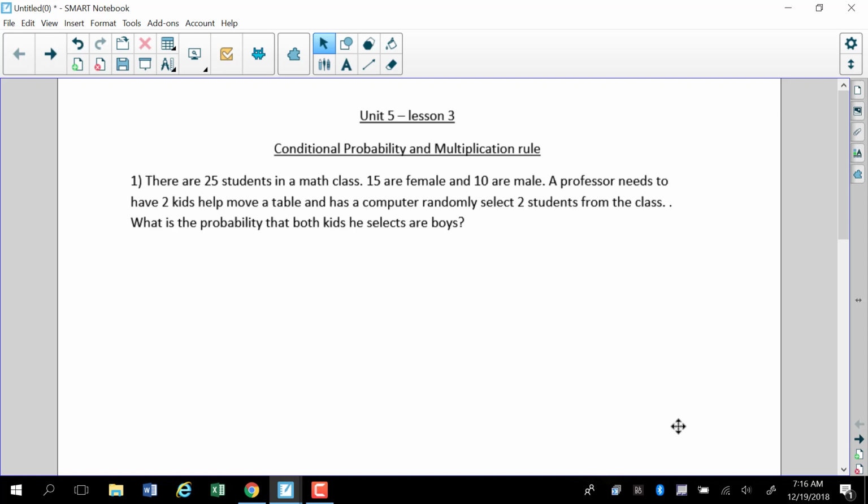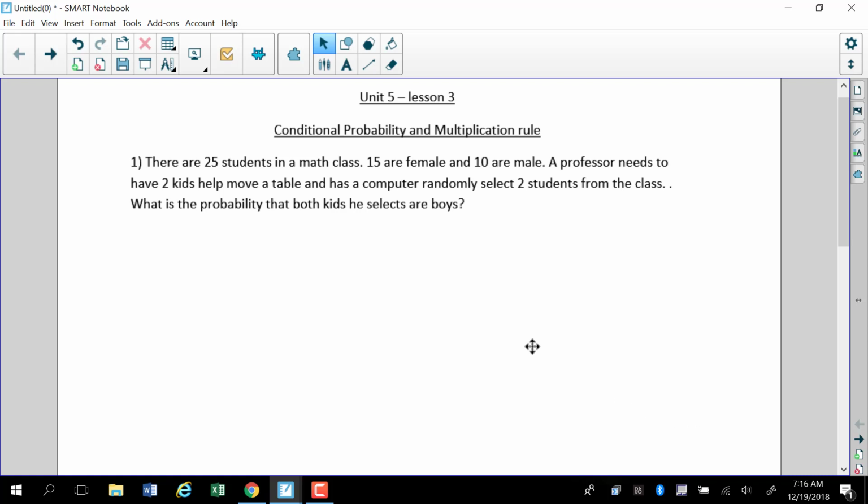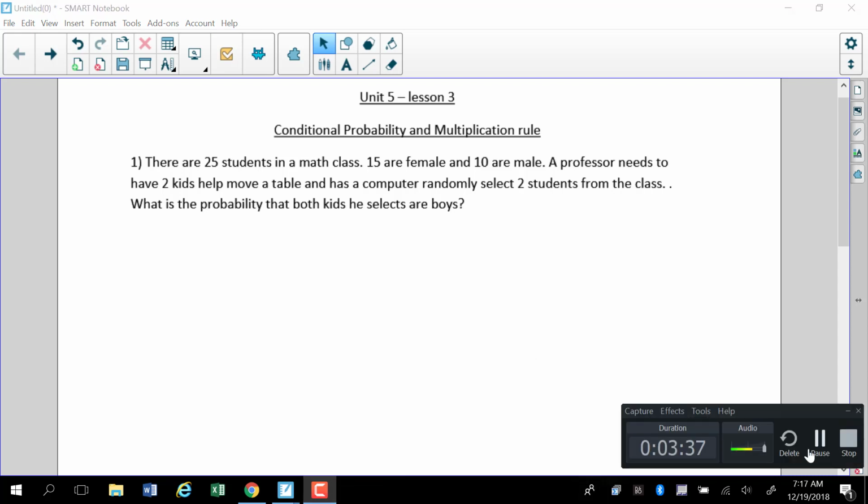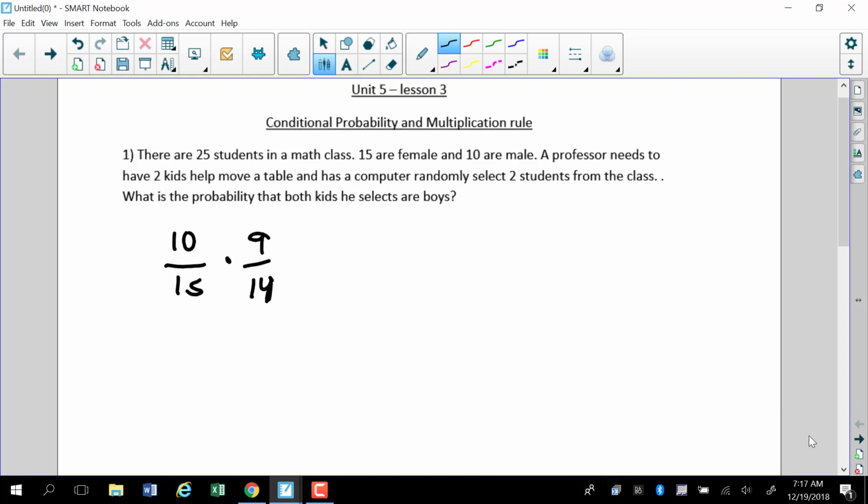So read through the problem. There are 25 students, 15 are female and 10 are male. The teacher needs to have 2 kids move a table and randomly selects 2 students from the class. What's the probability that both of these selections are boys? So pause the video, take a minute, see what you think the answer is before I put this down.